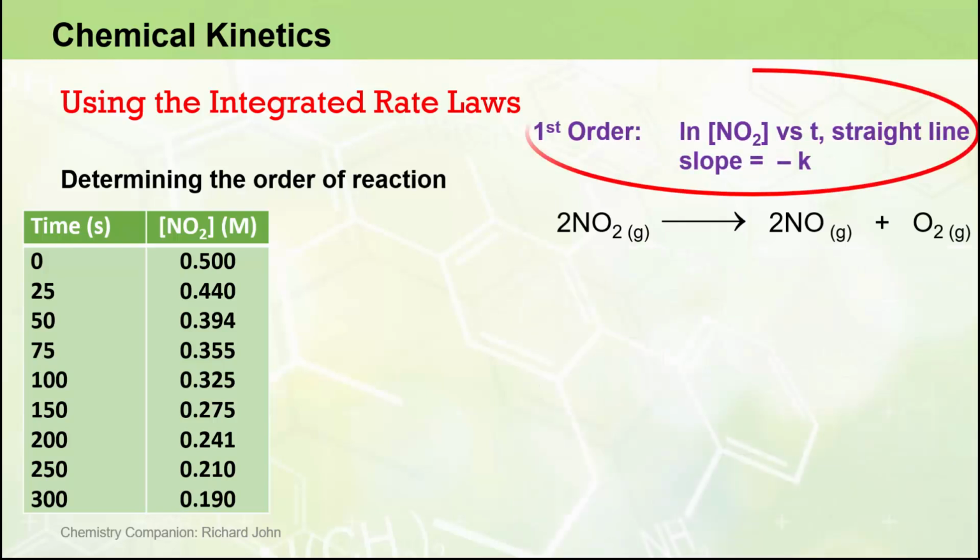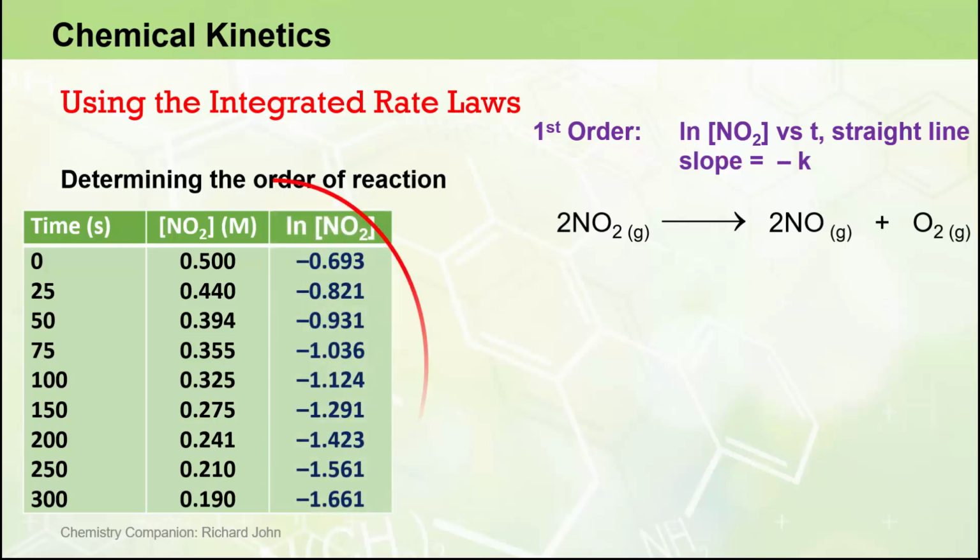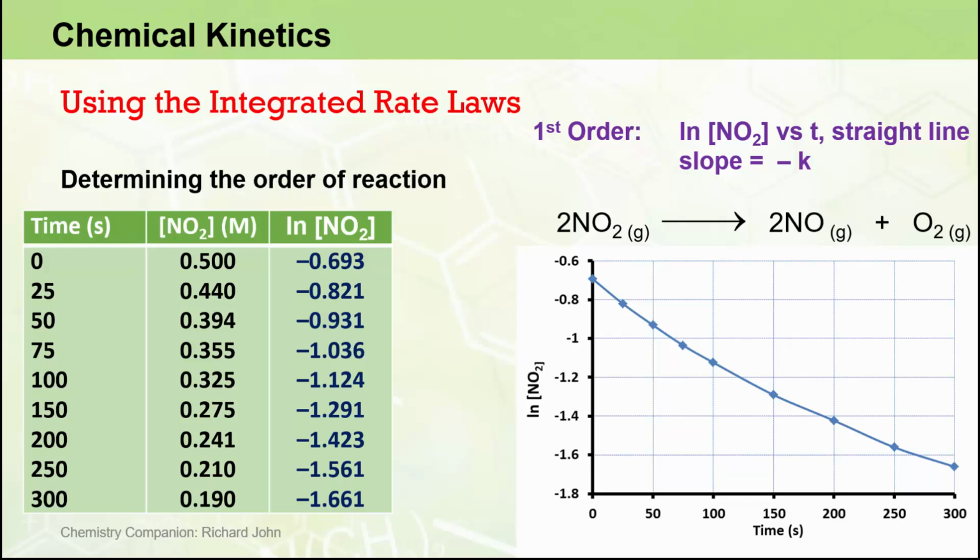Now, if the reaction was first order with respect to NO2, then we would expect a straight line plot when we plot the natural log of NO2 concentration versus time. So we can take the natural log of the NO2 concentration values and place them in our table, and we can plot the log data versus time. But again, we see that the resultant plot is not linear. This indicates that this reaction is not first order with respect to NO2.